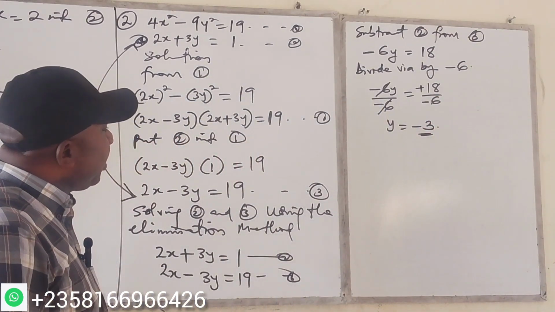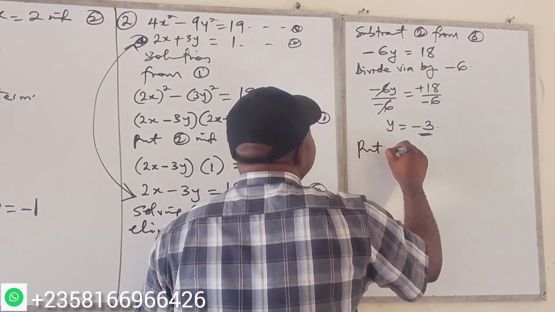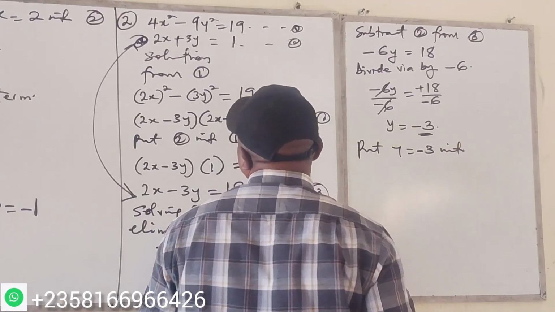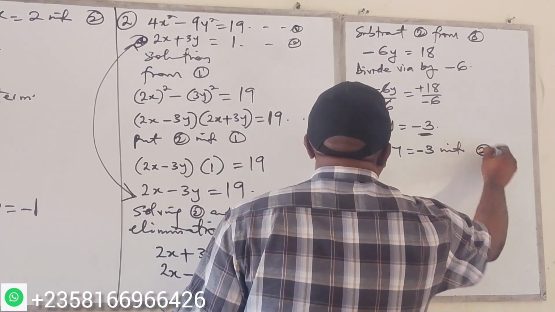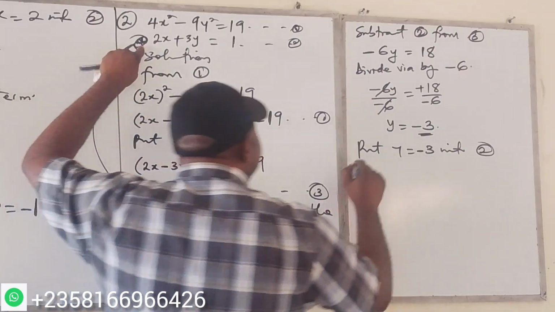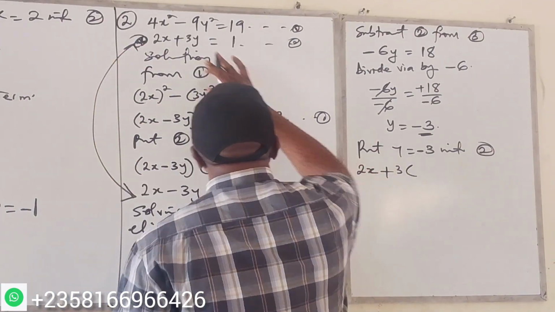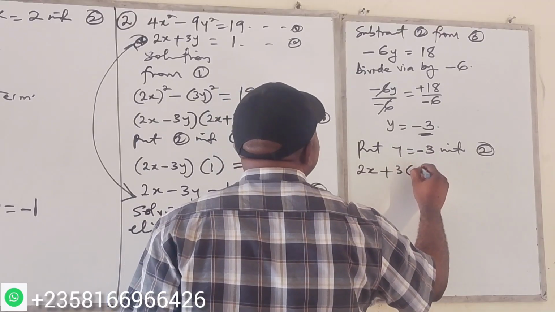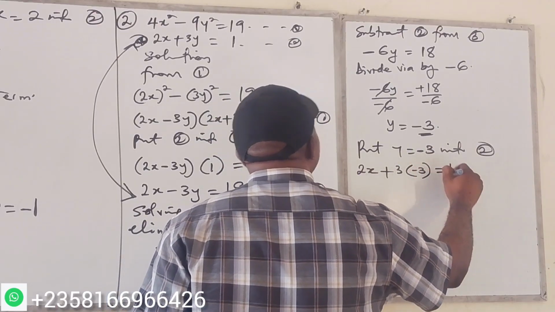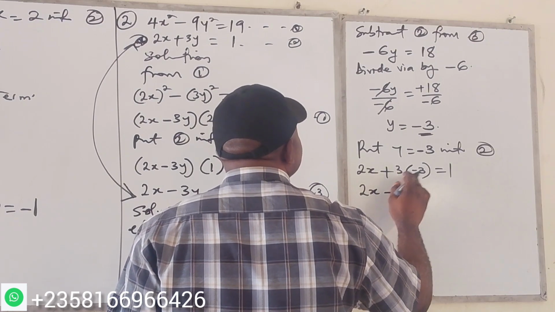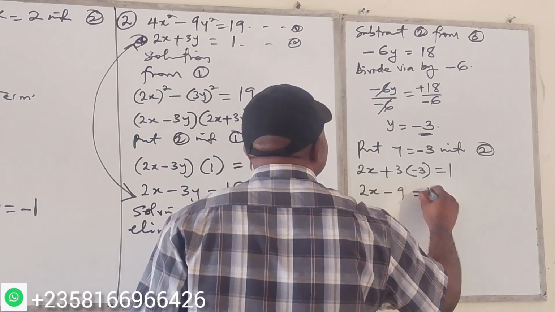So let's get the value of x quickly. To get the value of x, let's substitute y is equal to minus 3 into any of the equations. Now let's quickly put it into equation 2. So here we have 2x plus 3y, and the value of y is minus 3, so that will give us 1. So we have 2x plus times minus is minus, 3 times 3 is 9, is equal to 1.